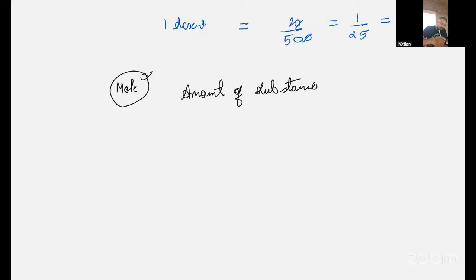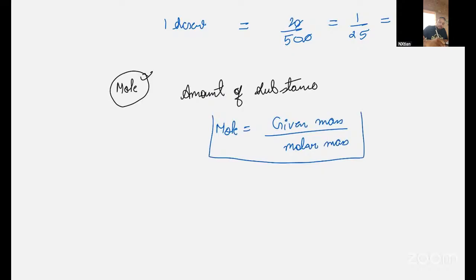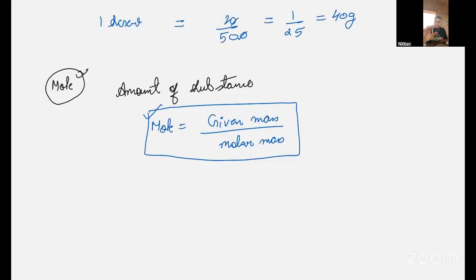Now for mole there is a formula, so you can write down the mole formula. Mole is given mass upon molar mass, mass divided by molar mass. Okay, this is called mole. Molar mass is basically a molecular mass. There is a little difference in some terms, but right now we are taking it as one.